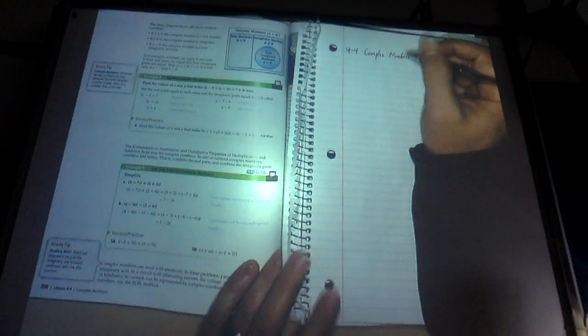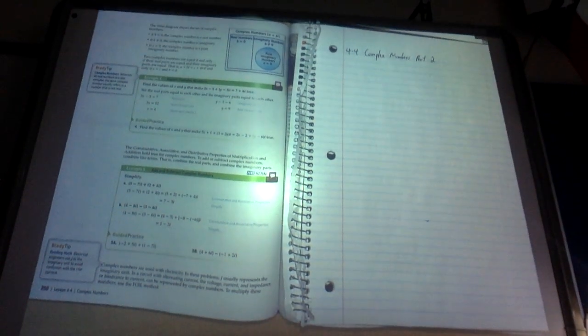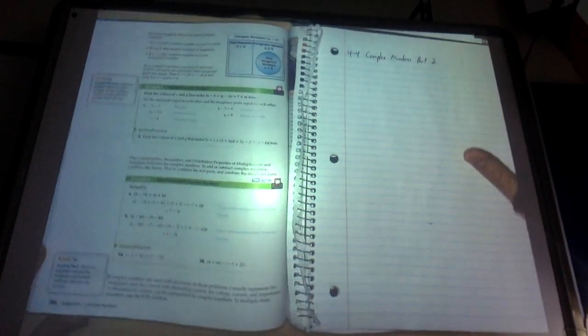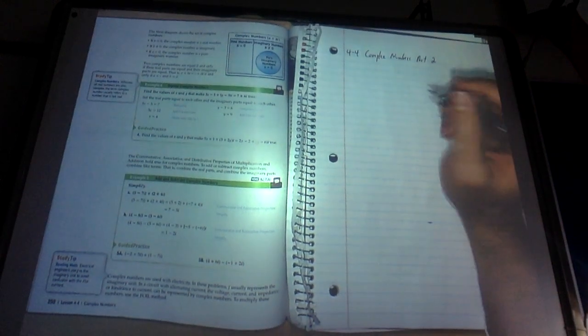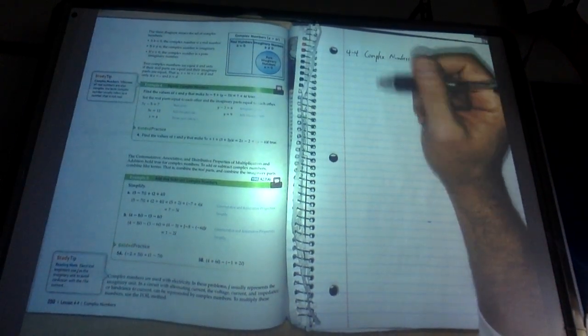All right, we're going to get to the second part of 4-4. We're on page 250 in your textbook. We're still dealing with complex numbers, and you learned about imaginary units. We're going to see how some of these work. They work the way you think they would, I would imagine, if you thought about it. But we've got to do some things.